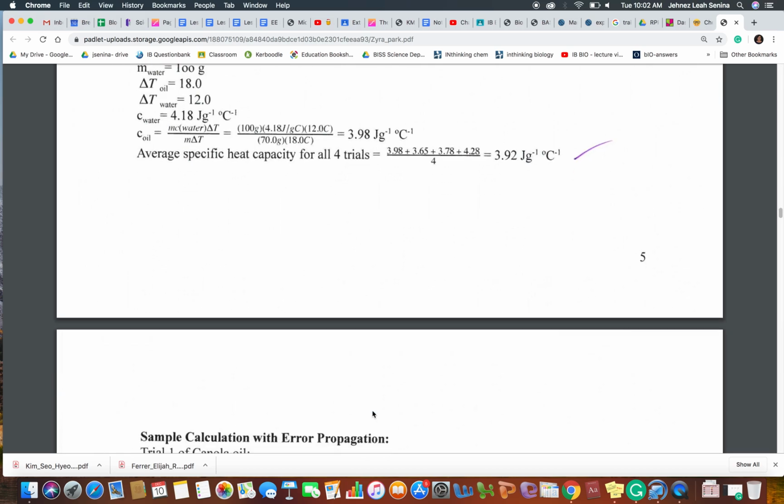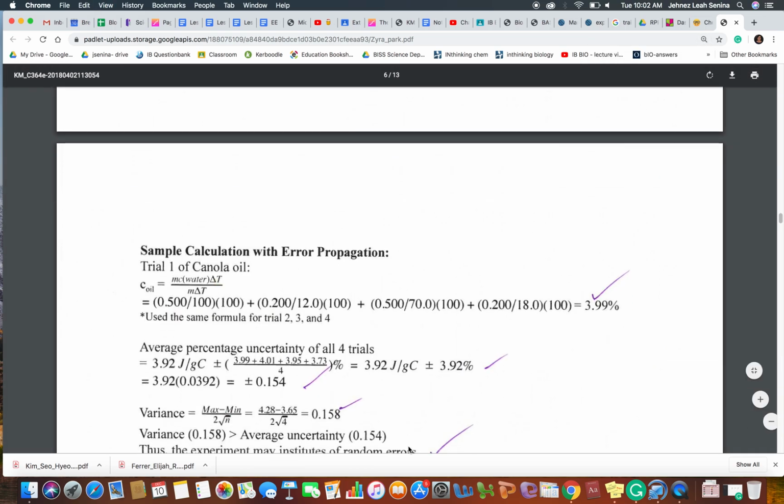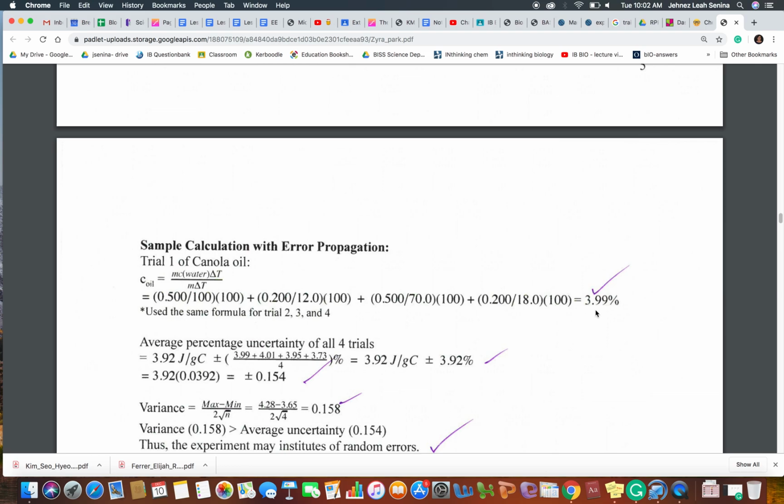Errors. Scroll down. Please ask me questions if you can't follow the calculation. Okay. Where did this 3.99% come from? Mass of water, 0.5. Sorry. For the mass of water, the uncertainty is 0.5. I think that her volume is 100, if I'm not mistaken. That's why 0.5 divided by 100 times 100, that's the percent uncertainty of the mass here.